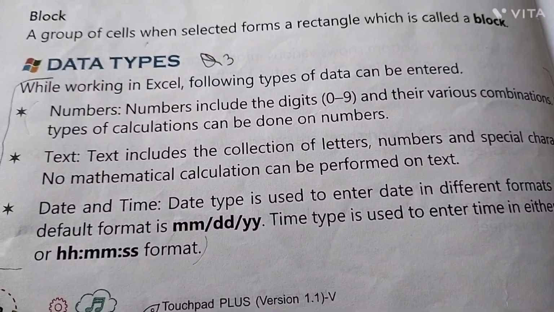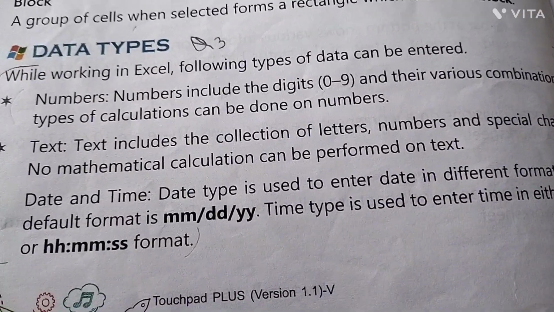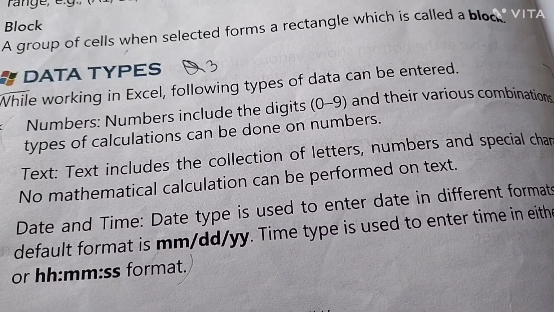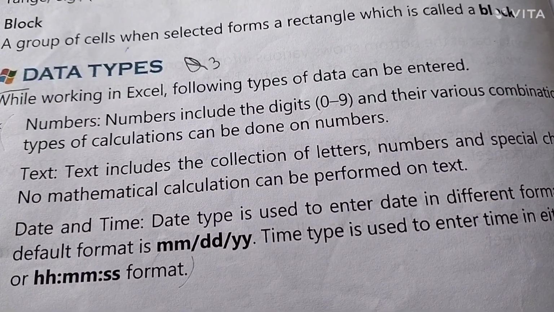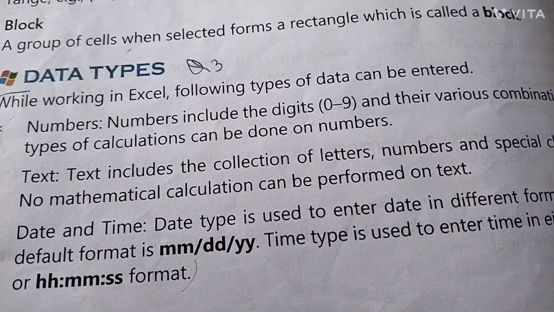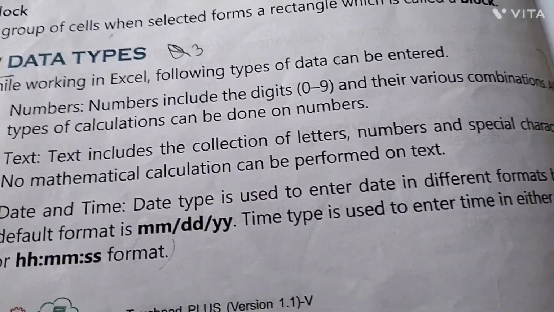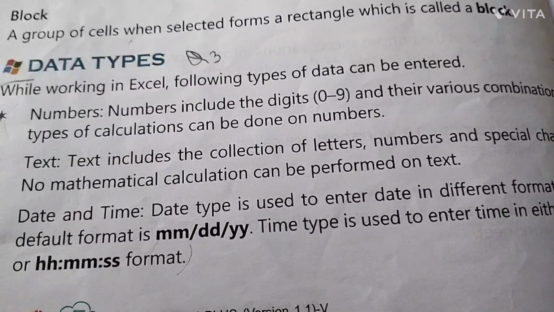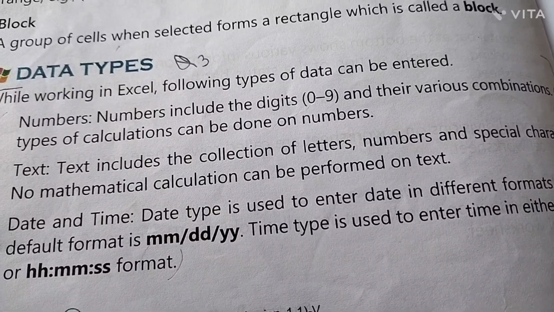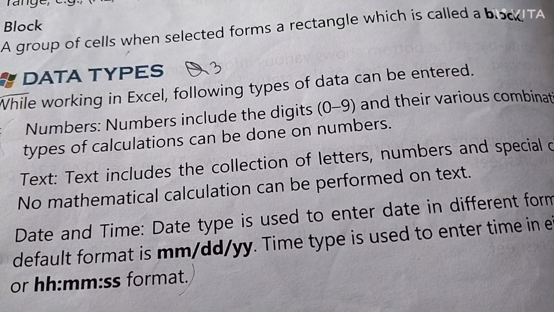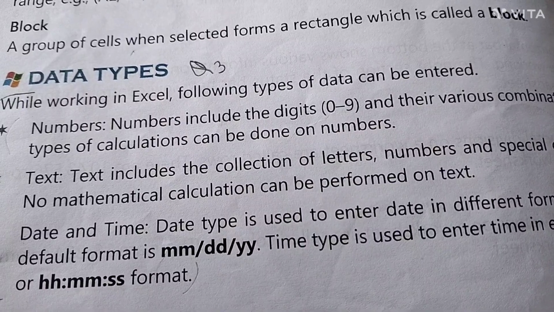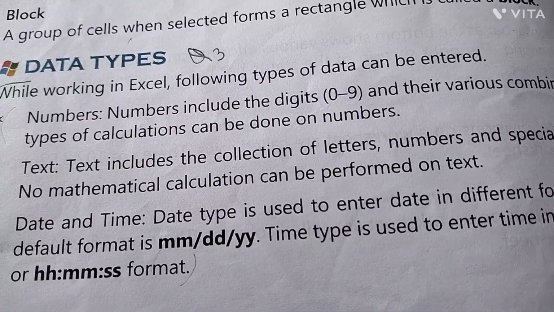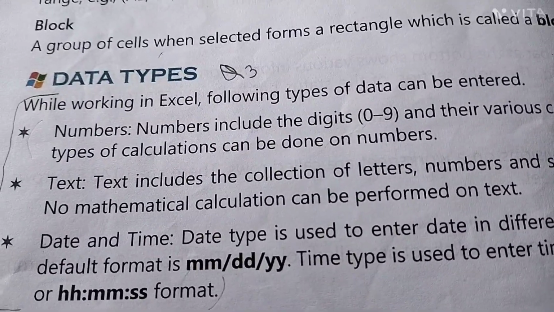Date and time. Date type is used to enter data in different formats, but the default format is MMDDYY. Month, day, year. Time type is used to enter time in the HHMMSS format. HH means hours, MM means minutes and SS means seconds format. Okay, in this way you can fill up data types.